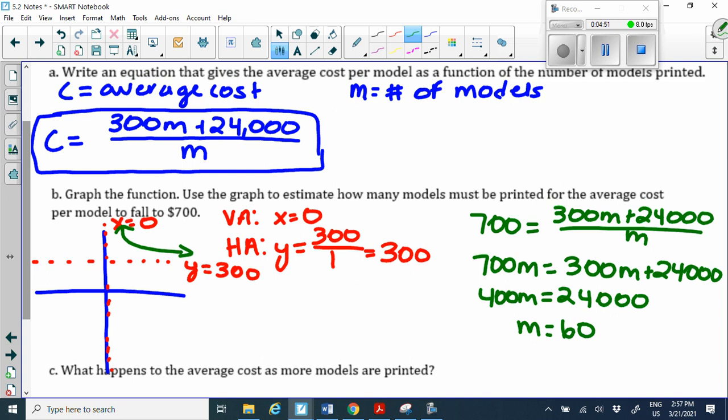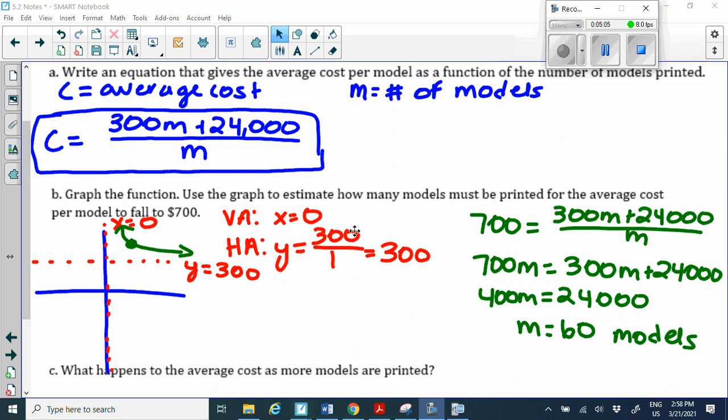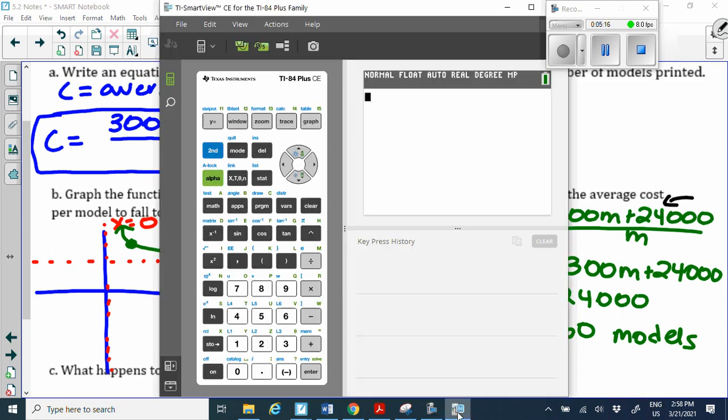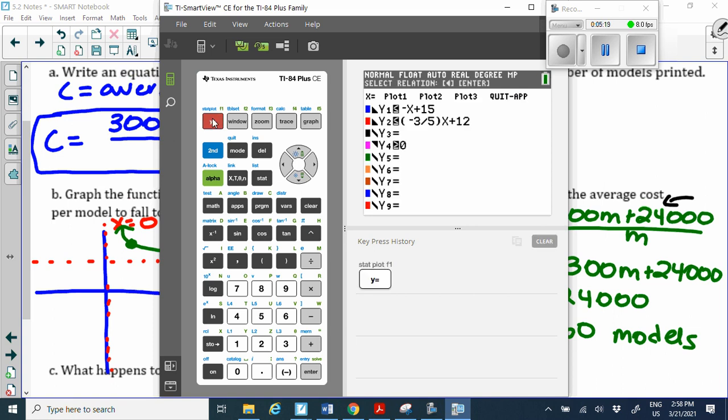But how can we do that graphically? Because there is a way to do it graphically. Well, to do this graphically, we're going to have to use our graphing calculator. So how we're going to do this is the 700 is actually going to represent one of our equations, and then the other function is going to represent a second. So the idea is that when we go into our graphing calculator, we're going to go to y equals. And what we're going to do here is actually, make sure I clear all this.